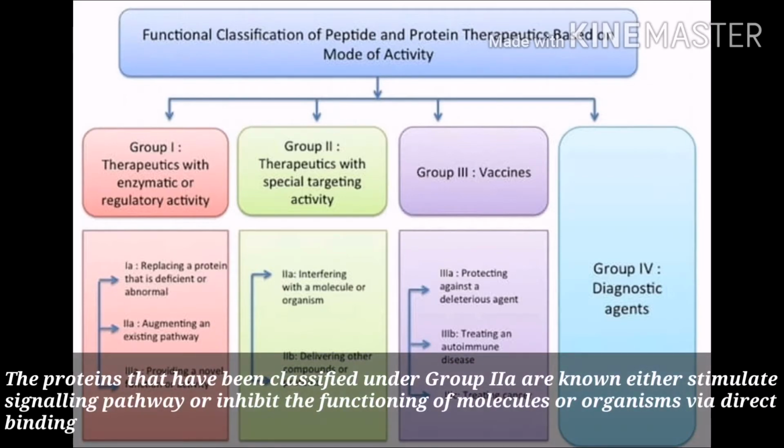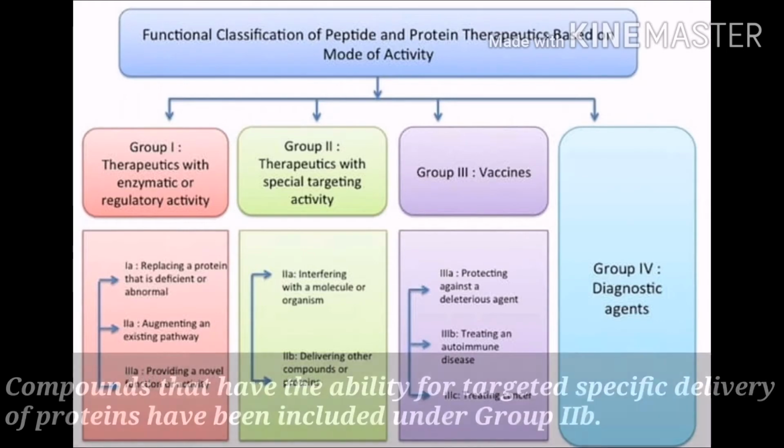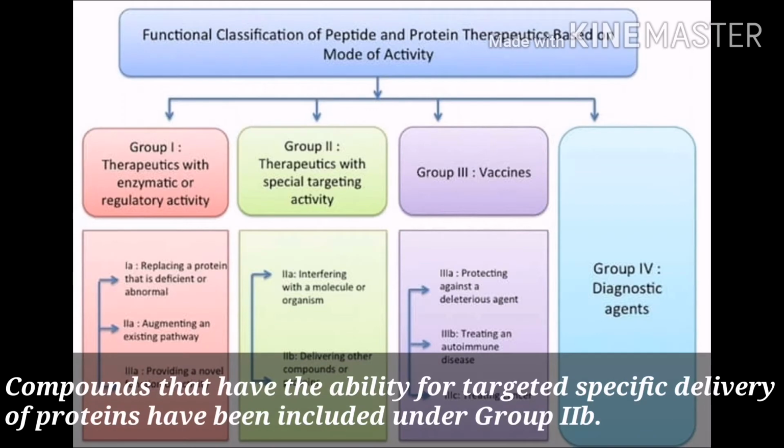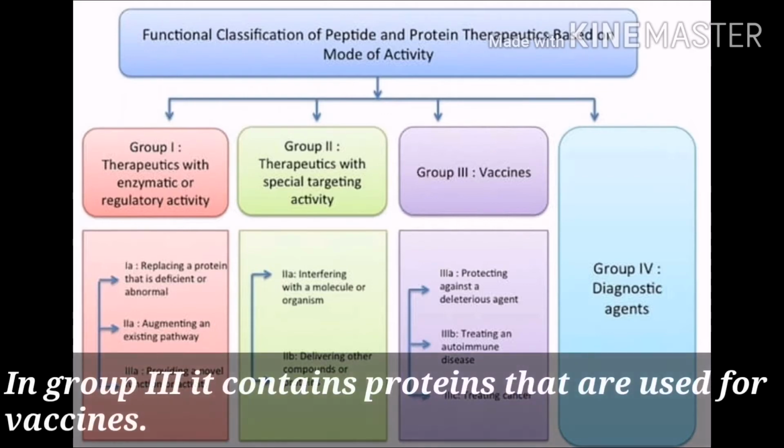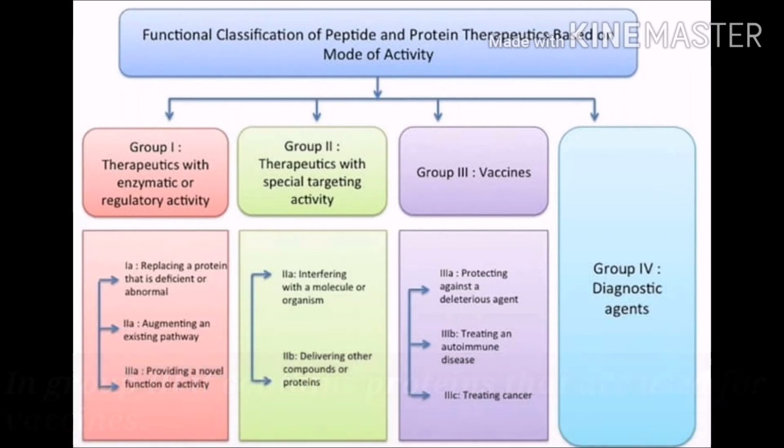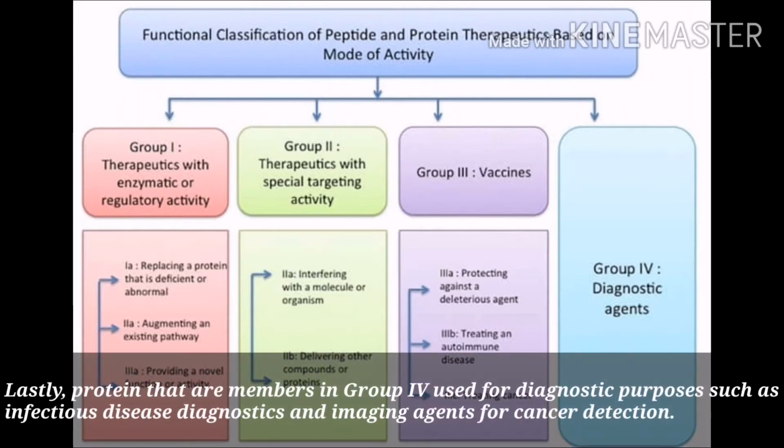The proteins that have been classified under Group 2A are known either to stimulate signaling pathways or inhibit the functioning of molecules or organisms via direct binding. Compounds that have the ability for targeted specific delivery of proteins have been included under Group 2B. Group 3 contains proteins that are used for vaccines. Lastly, proteins that are members of Group 4 are used for diagnostic purposes, such as infectious disease diagnostics and imaging agents for cancer detection.